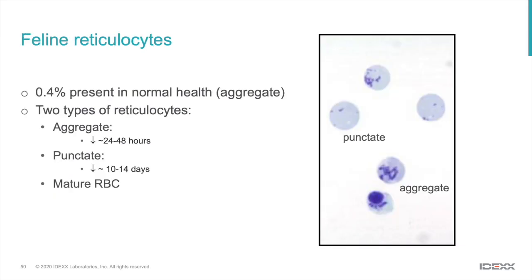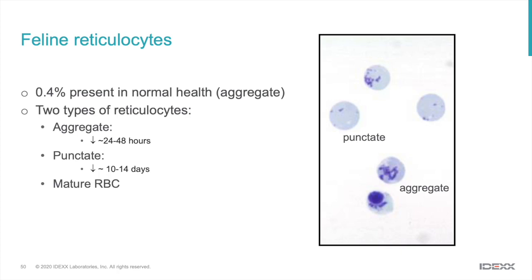The reticulocyte response in the cat is different than other species, and I'll use the dog for comparative purposes. On that picture on the right, that's a new methylene blue stain preparation, and with new methylene blue, it precipitates the RNA in those immature red blood cells. The aggregates are the ones with a lot of RNA precipitated. The punctates are the ones that have a few specks of material. In the dog, the maturation of the reticulocyte goes from aggregate to punctate to mature red blood cell, and that all happens within 2 to 3 days typically.